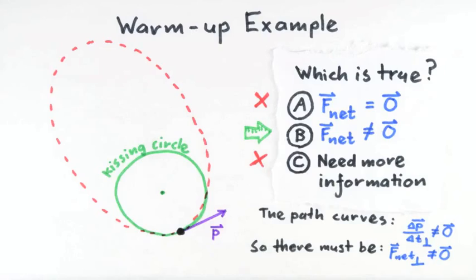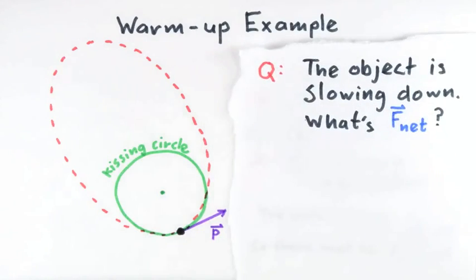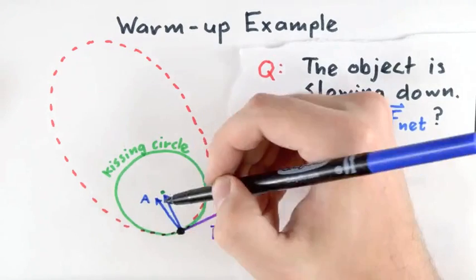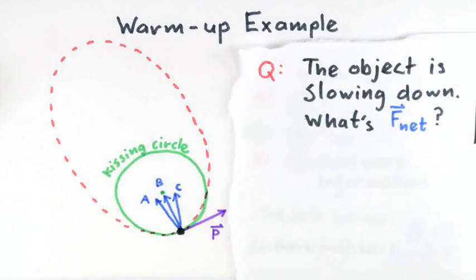By Newton's second law, there must be a cause for this curving. There must be non-zero total interactions, F net perpendicular, pointing in the same direction. So, if at least F net perpendicular is non-zero, then F net itself must be non-zero. Let's push this example one step further. Let's say at this instant we also observe the object is slowing down. Which of these arrows best represents the direction of F net?